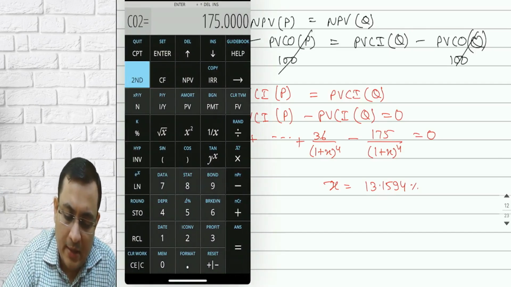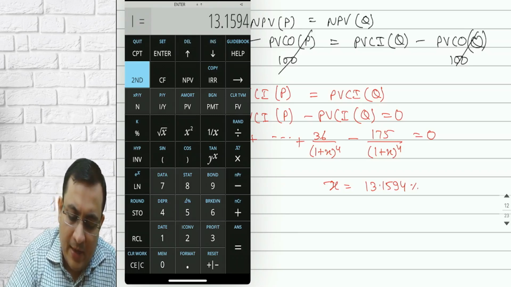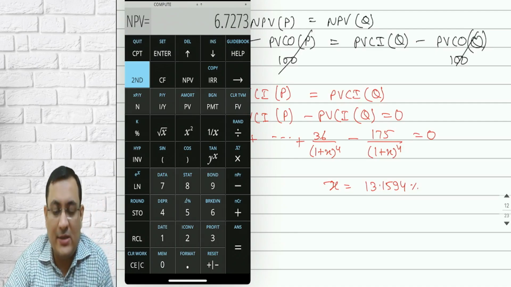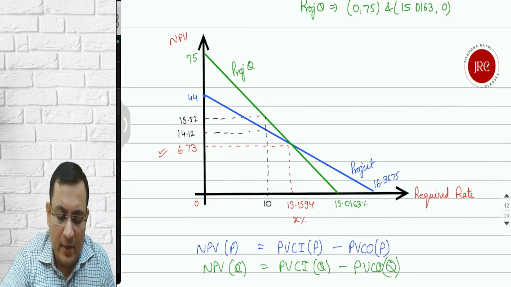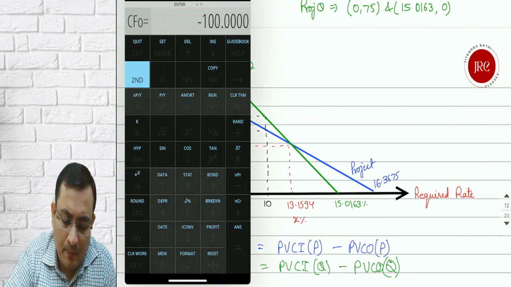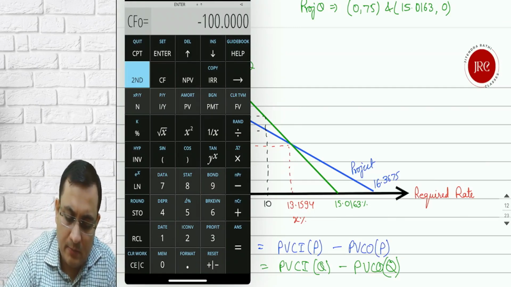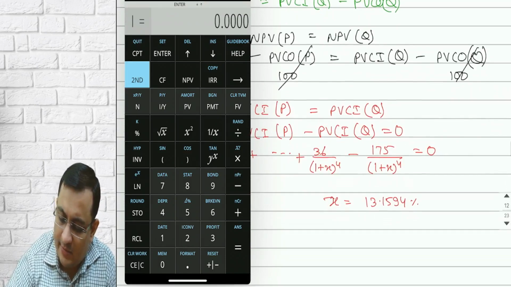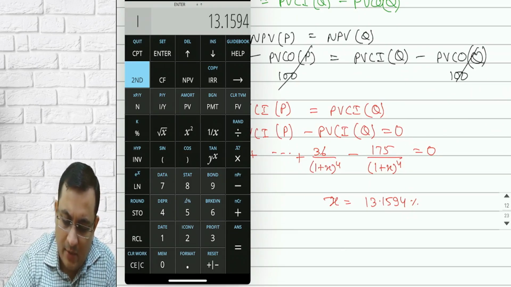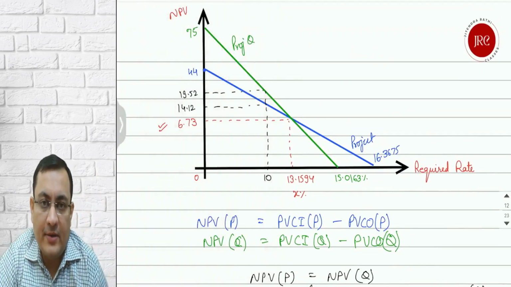Which project do we have in this? Okay, now let's calculate at 13.1594. If I input this, I got an NPV of 6.7273. Let me put the values of the first project also. Second, clear, 100 minus 36 for 4 times. The discounting rate is 13.1594. NPV is again 6.7273.